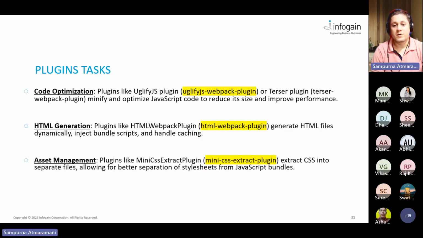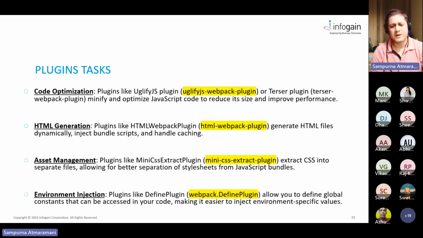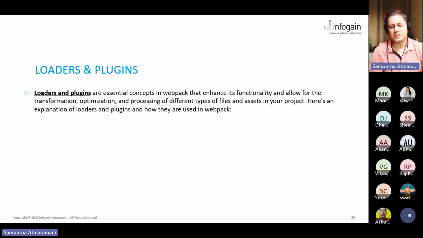Asset management: for minifying your CSS, you have to use the mini-css-extract plugin. It will minify your CSS. And environment injection, which I was talking about earlier, like you have some .env file wherein there are some different environment parameters like web URL or port number or whatever. You can import those in your Webpack also using the Webpack DefinePlugin. Even if you don't understand a few things, guys, don't worry, because it may be possible that you are looking at this topic for the first time, so it might be confusing, but try to grab what I'm saying.